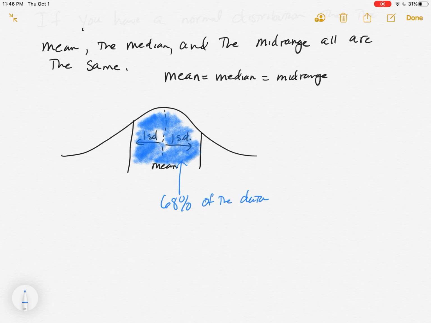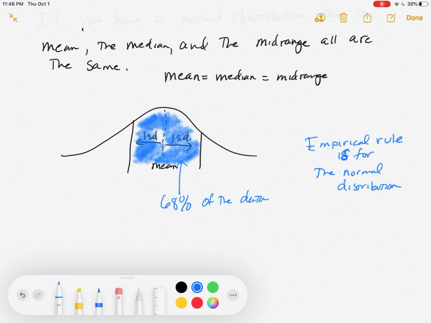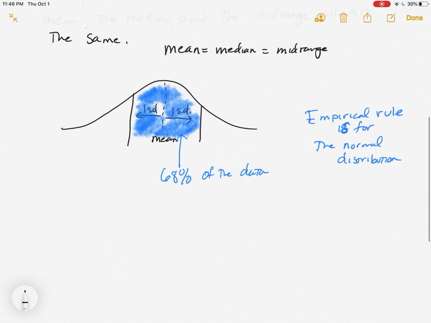Now, you dealt with Chebyshev's theorem in the previous sections. This is what they call the empirical rule. The empirical rule is for the normal distribution. What it says is if you go one standard deviation out, you capture 68% of the data. Before we just throw on other stuff, let's make sure we really understand that.